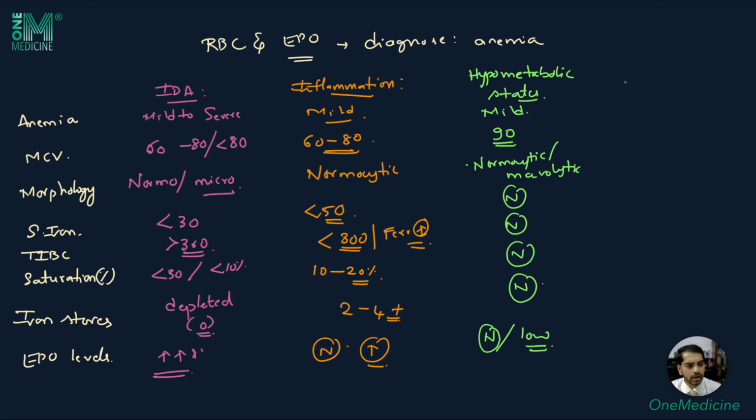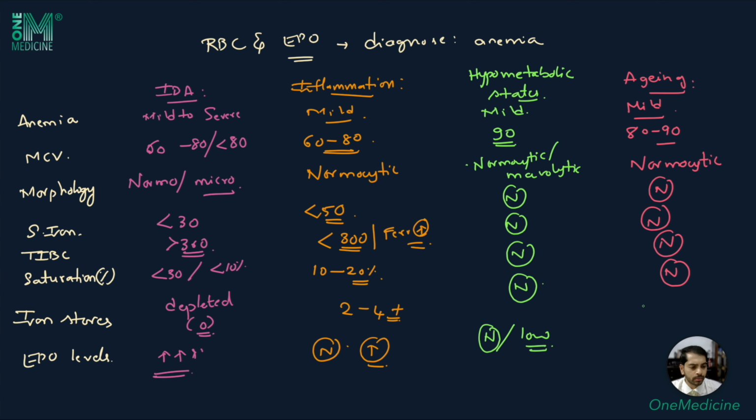In anemia secondary to aging, we can see a mild anemia, and the MCV will be somewhere in the range of 80 to 90 femtoliters. Morphology can be normocytic, and the rest of the parameters are normal, that is serum iron, total iron binding capacity, iron saturation, and iron stores are normal, and even erythropoietin levels are normal. Here the main culprit is normal erythropoietin levels, because increased age requires increased erythropoietin, and because of a failure to increase the erythropoietin levels, there is anemia seen in such patients.